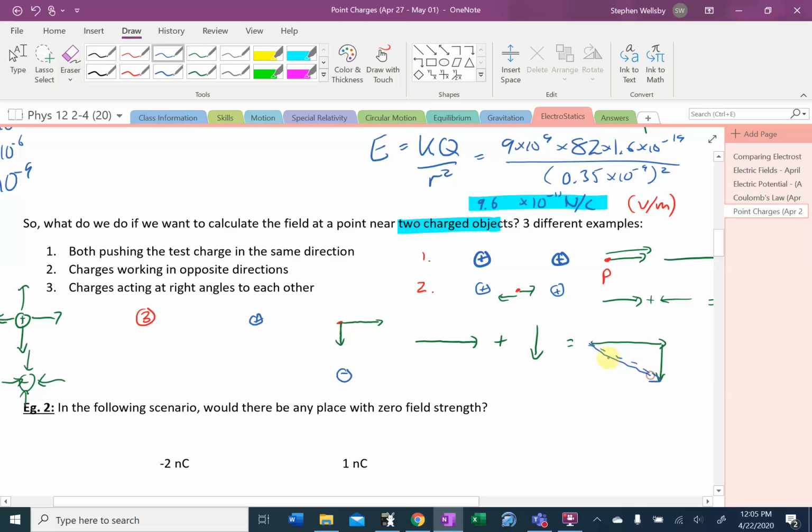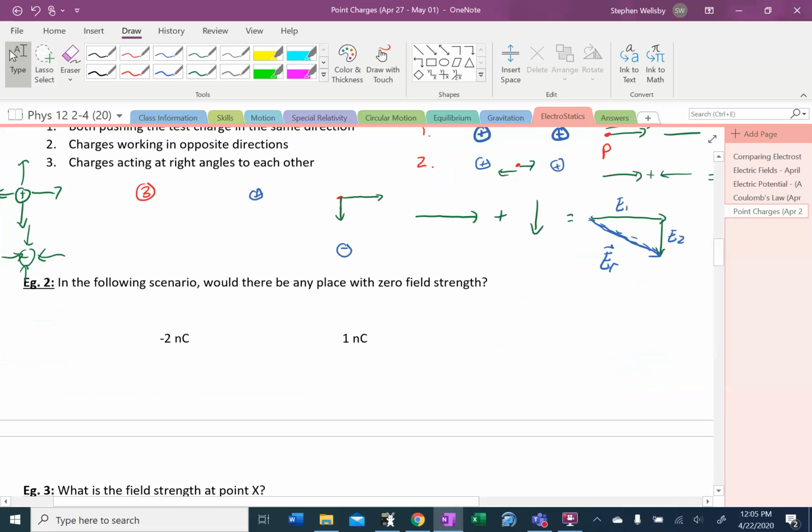Didn't draw that very well, but yeah, that's the E resultant. So if I call this E1, E2, and the E resultant or E total is going to be somewhere to the southeast, if this was north being the top of the screen, for example. So we have now seen all three examples that we'll be dealing with. Now let's try some example problems.